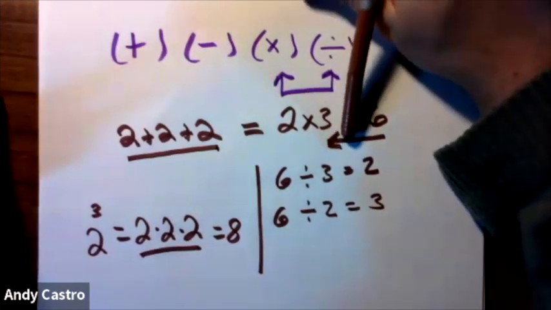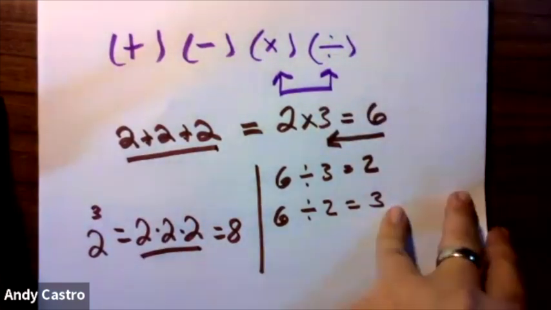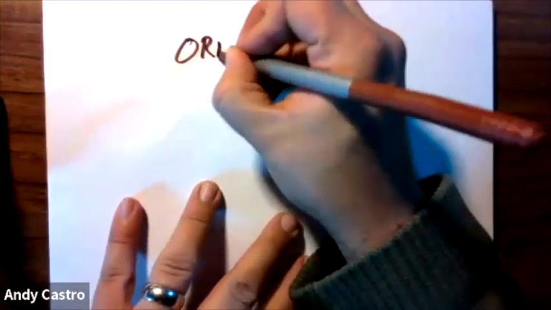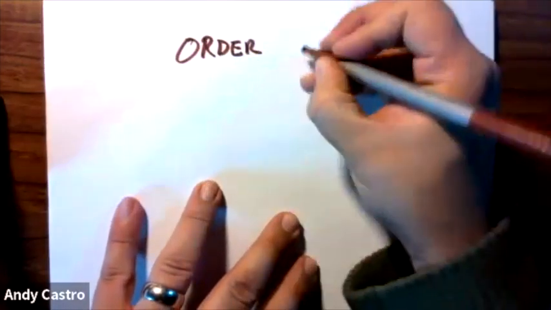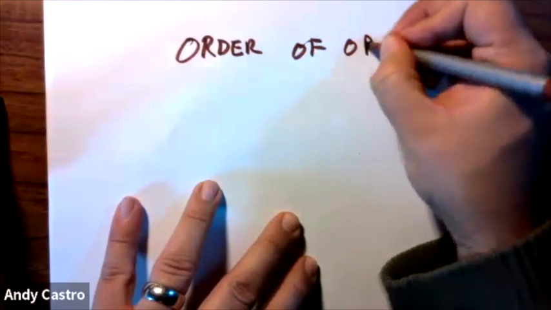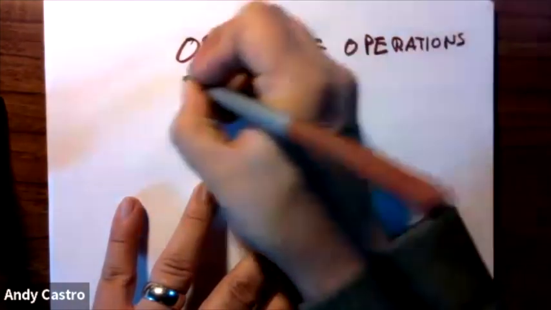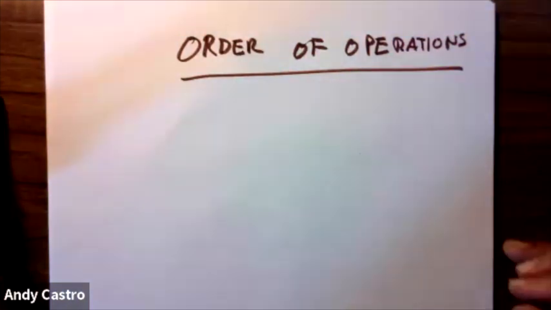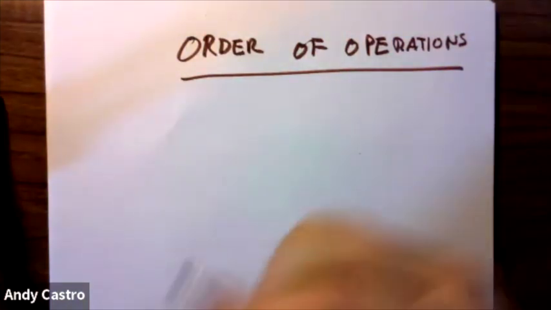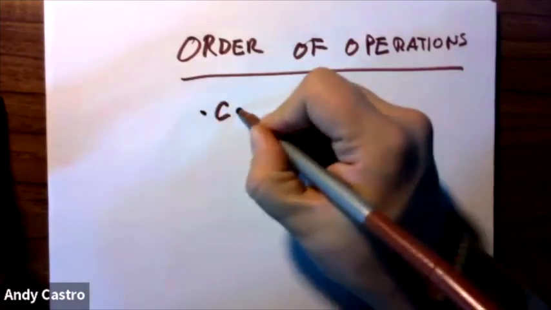Okay. So let's talk a little bit then about order of operations. The first thing to understand about order of operations is that this order is not mathematical in nature. This is what we call a convention.